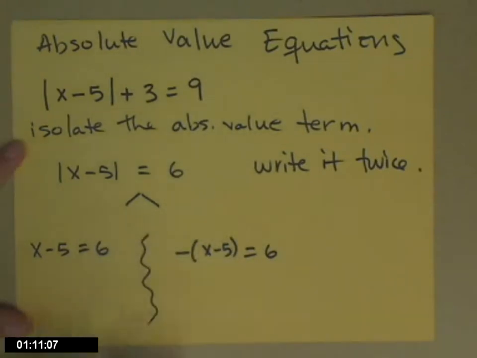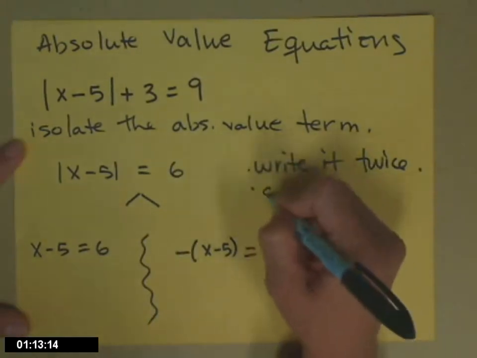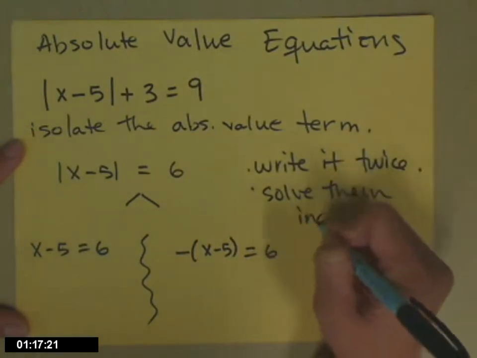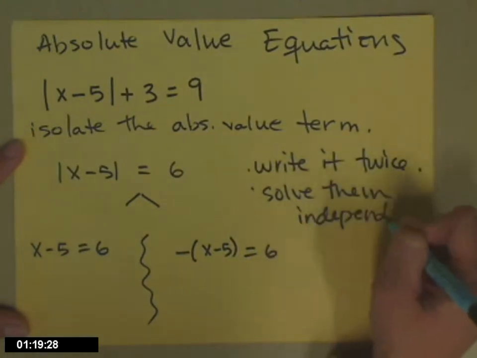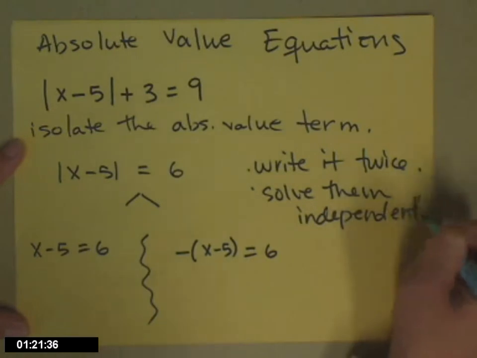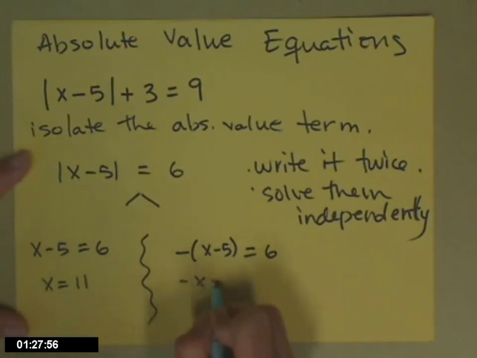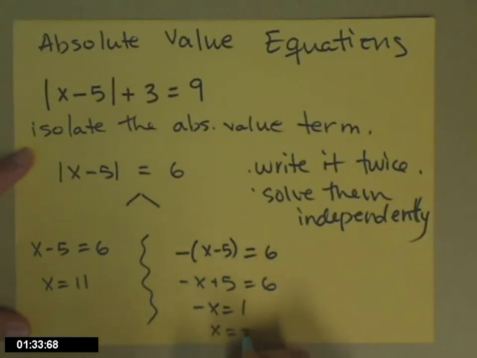So once I have the two equations written, I solve them independently. So for the first one, add 5 to both sides. For the second one, distribute the negative sign. Subtract 5, multiply by negative 1.